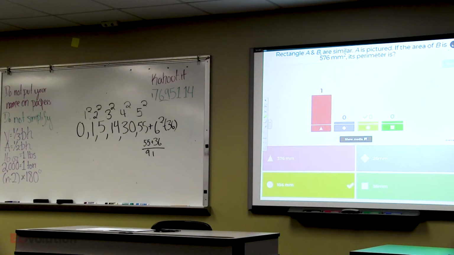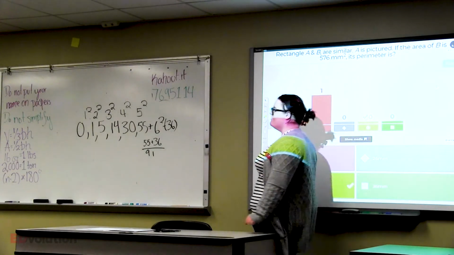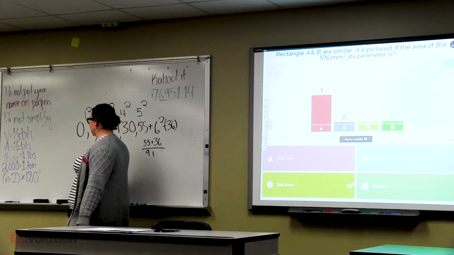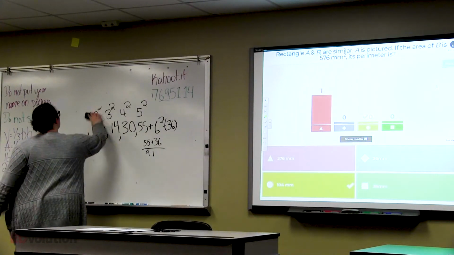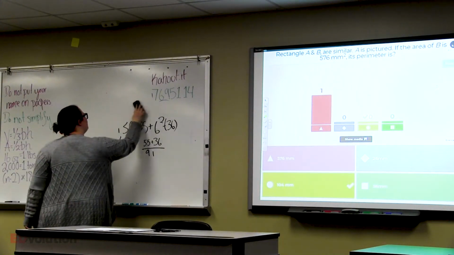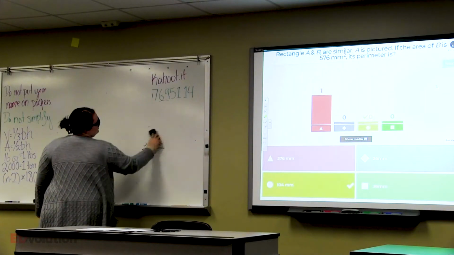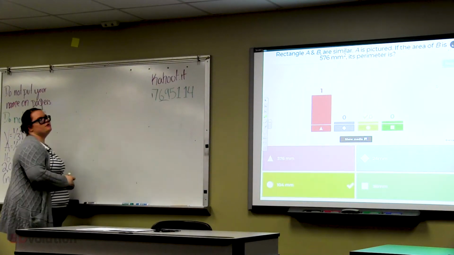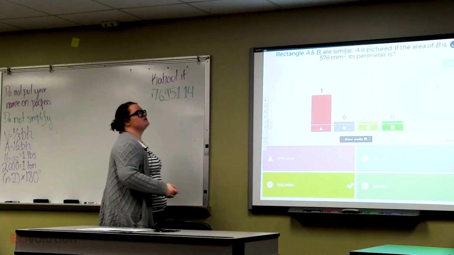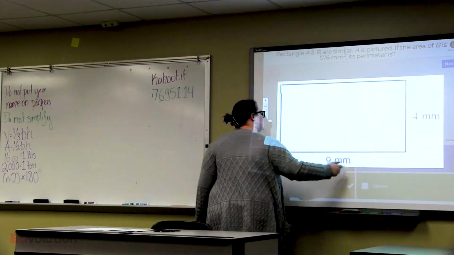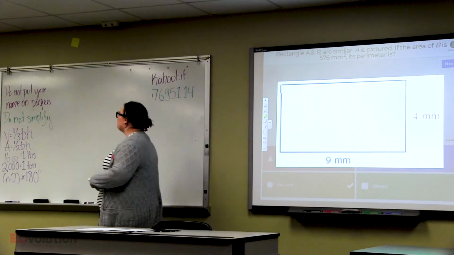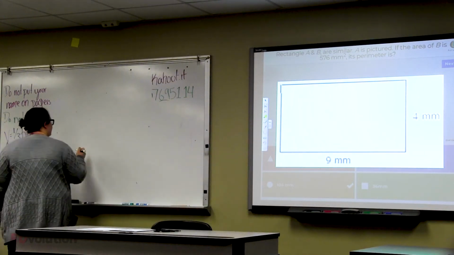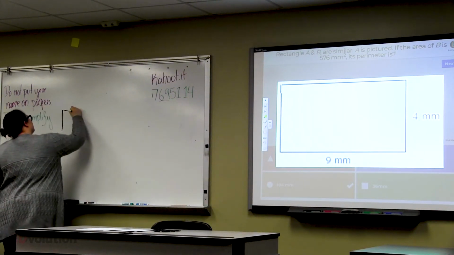Alright. This is my least favorite question out of this whole entire review. If you have been here before, you know this. Okay. When two rectangles are similar, they have a ratio between their sides.